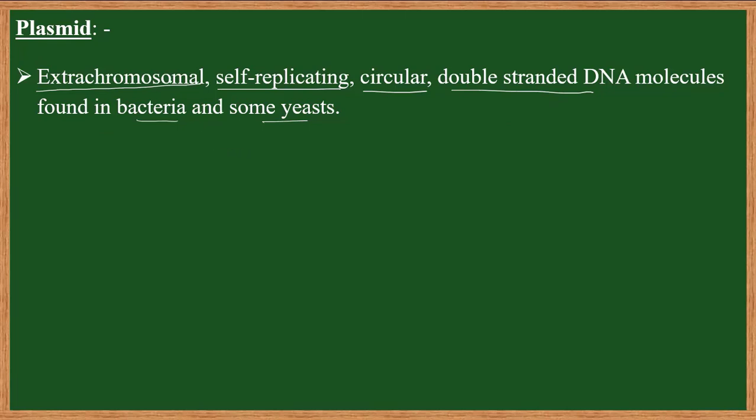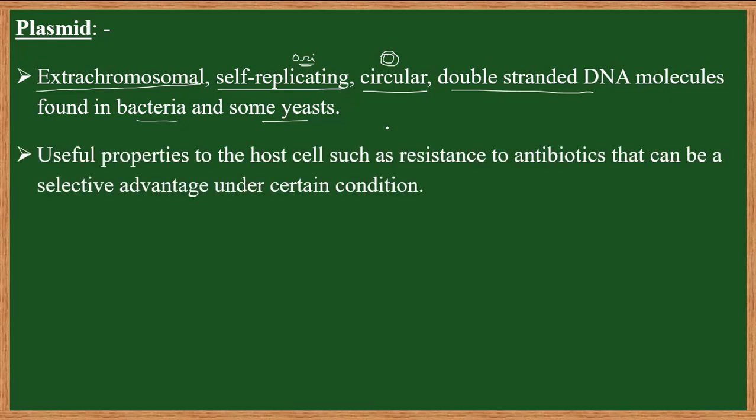Self-replicating means these have an ORI site. Circular means the structure is circular. Double-stranded means it is double-stranded. So these are the features of a plasmid. Now, useful properties to the host cell, such as resistance to antibiotics, can be a selective advantage under certain conditions.